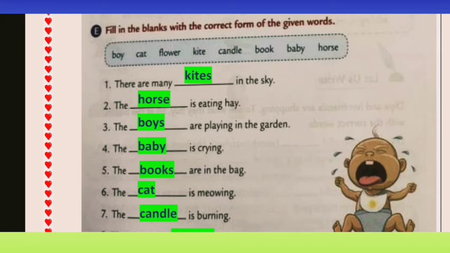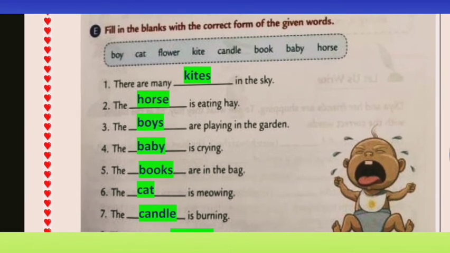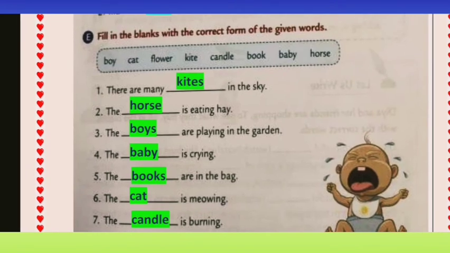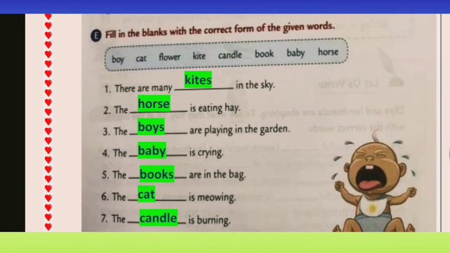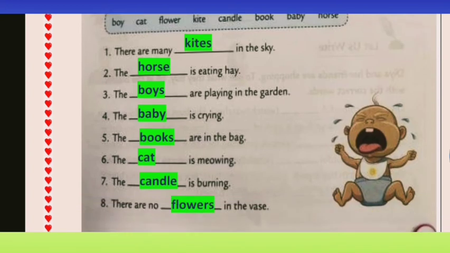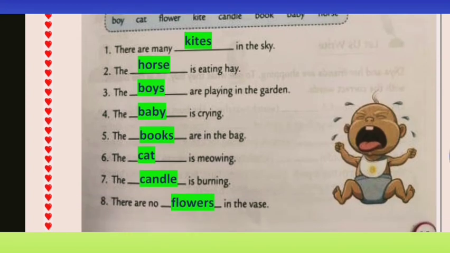Third sentence. The dash are playing in the garden. Again, ARE word is there in this line. Are playing. ARE means two or more than two. So you have to change the form. Firstly, select the word from the given box. Boy. The boy are playing in the garden. No, it's wrong, students. You will write the boys are playing in the garden. Next, the baby is crying.